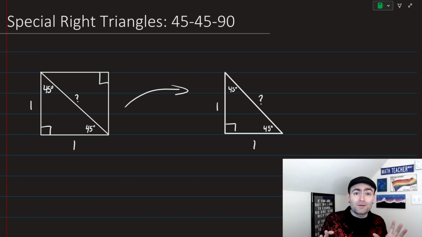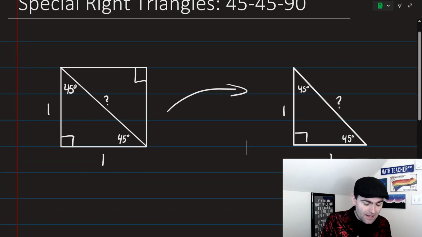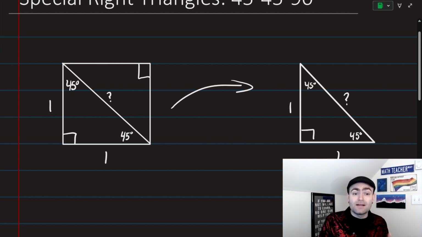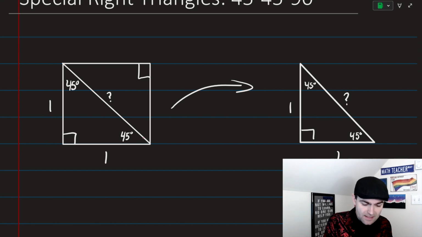The other special right triangle we're going to talk about is the 45, 45, 90 triangle. Where this triangle comes from is a square with side lengths of 1 unit. So it has a height of 1 unit and its base is 1 unit. What would the diagonal of this square be?